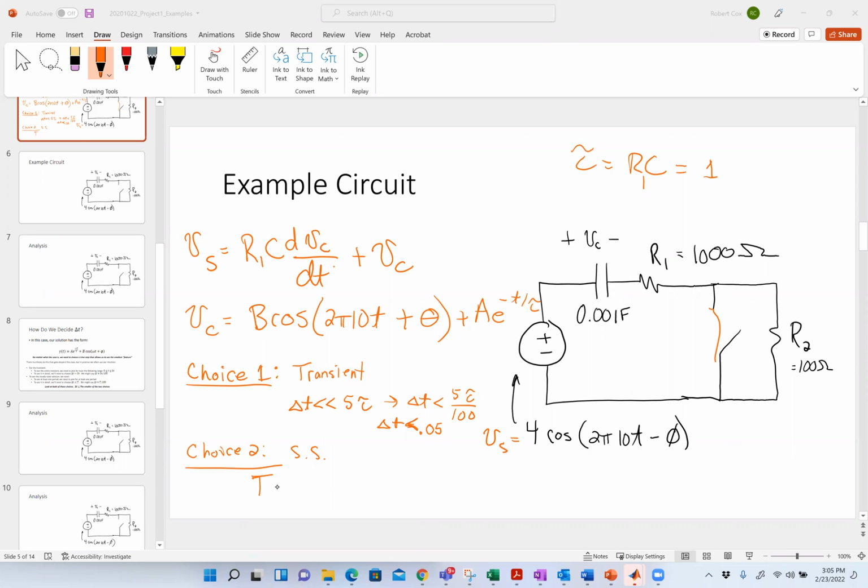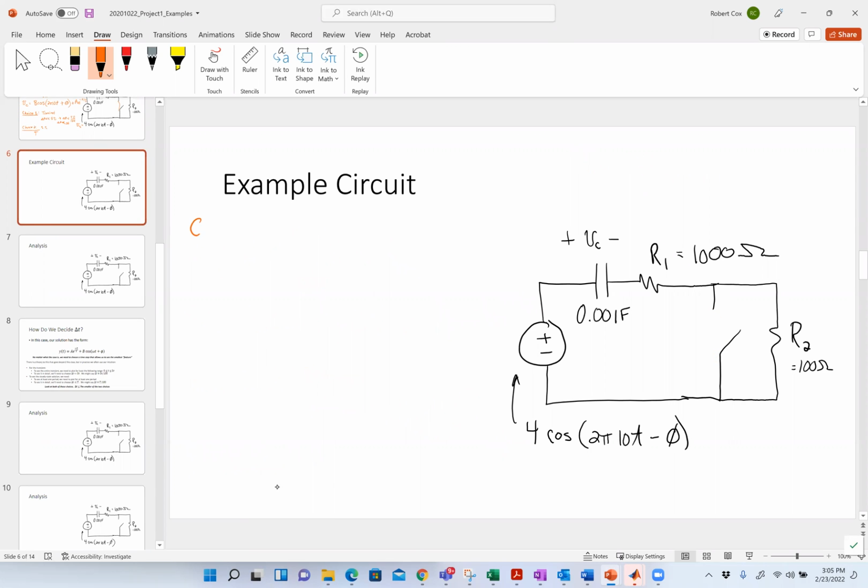Man, I can't use the bottom. All right. We'll go over here. Choice 2.